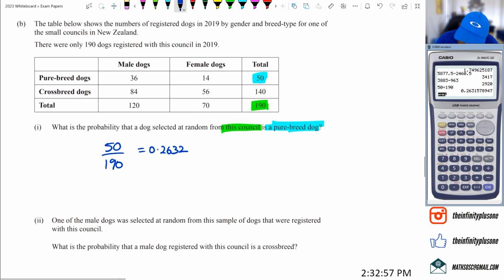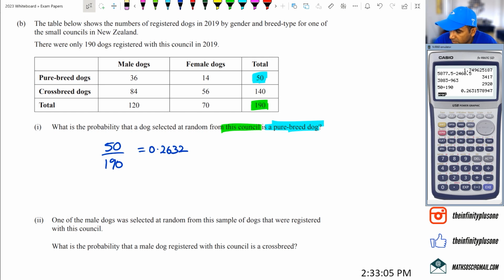Part 2 of the question says, one of the male dogs was selected at random from the sample. Male dogs is a crossbreed. That's just 80. Well, we've got one of the male dogs was selected, so altogether we've got 120 male dogs.